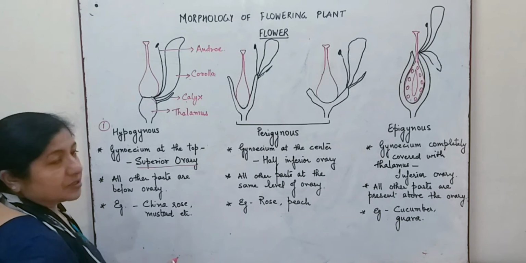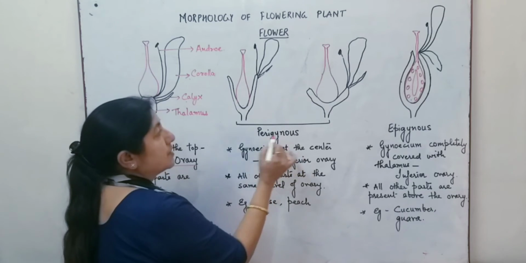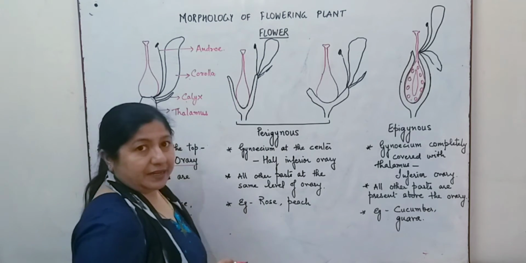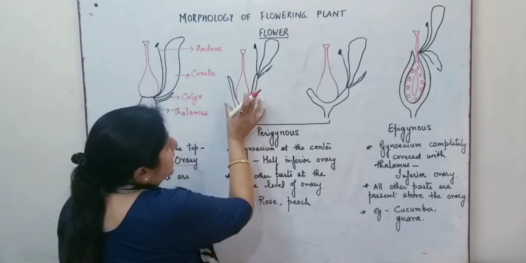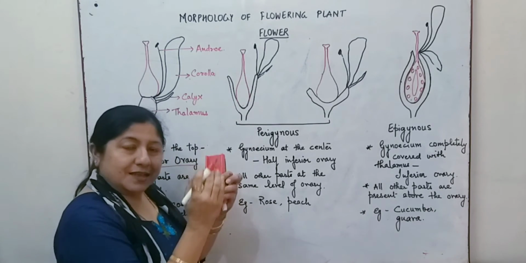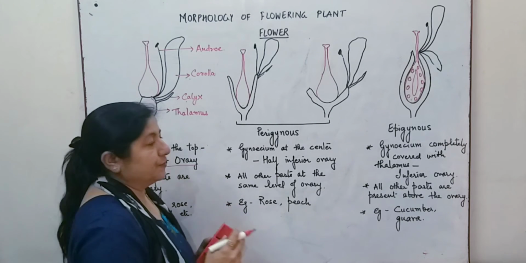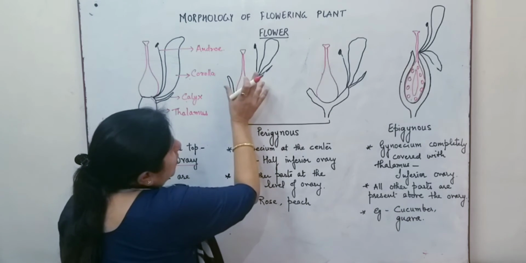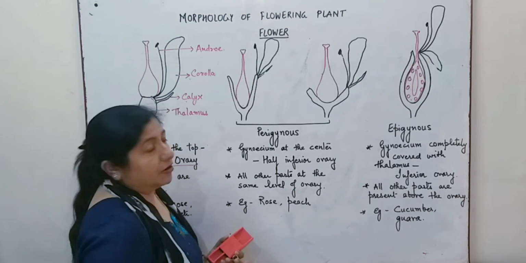Let us come to the second type of the flower, that is the perigynous flowers. The perigynous flowers are those flowers in which the gynoecium is present somewhat at the center, or the other parts of the flower will be almost at the same level of the ovary or the gynoecium.